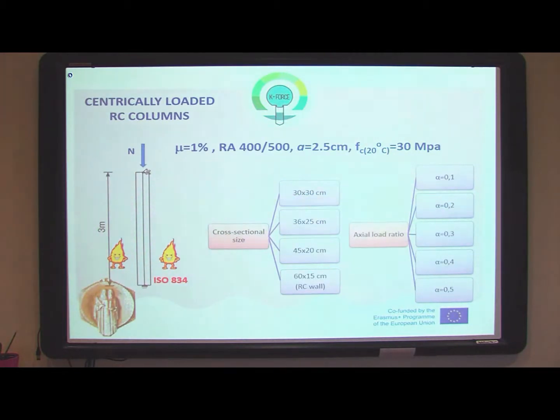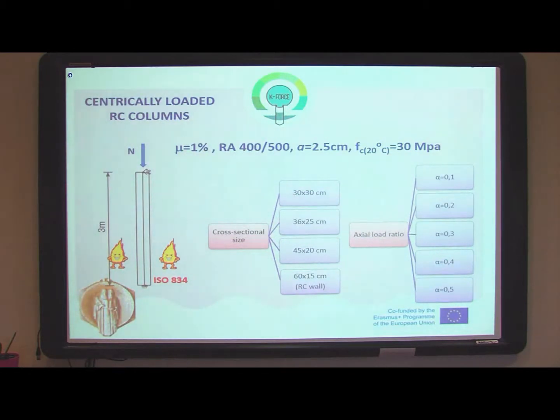Siliceous aggregate concrete was used, and the compressive strength at ambient temperature was 30 megapascals. The yield strength of reinforcement bars at ambient temperature was taken to be 400 megapascals. In order to define the influence of the load level on the fire resistance of the columns, the intensity of the axial compressive force was varied. The load coefficient alpha was defined as the ratio between the applied axial force and the ultimate axial force of the column at ambient temperature. The load coefficient alpha was varied between 0.1 and 0.5.